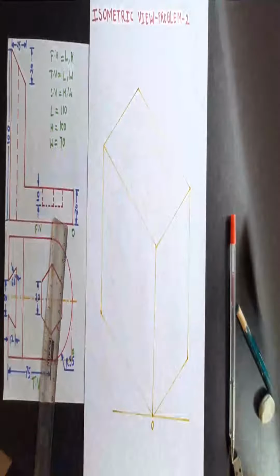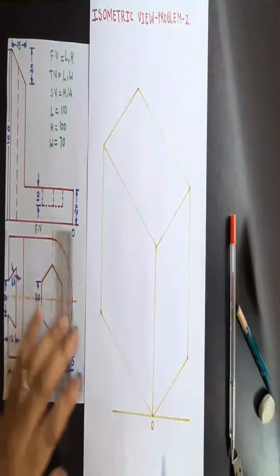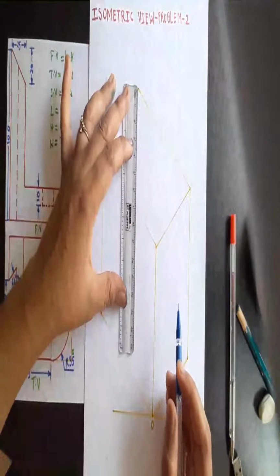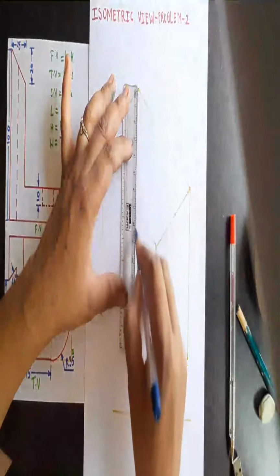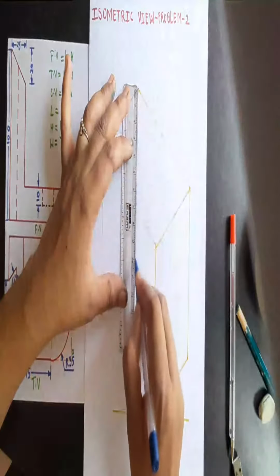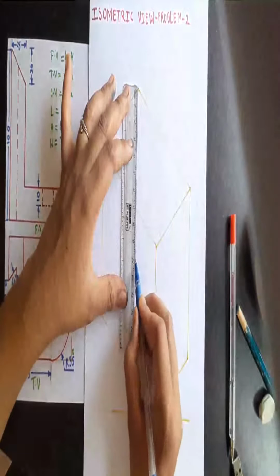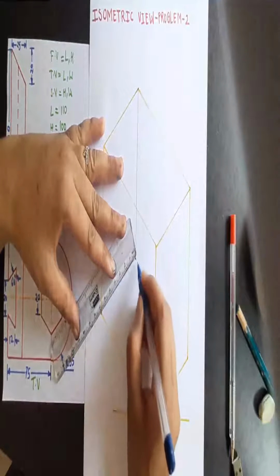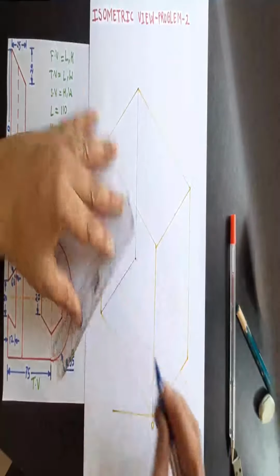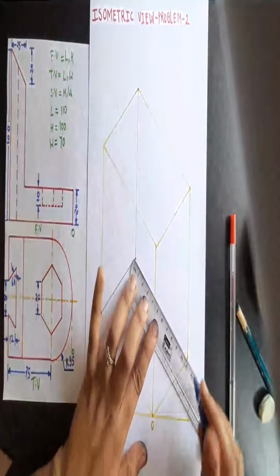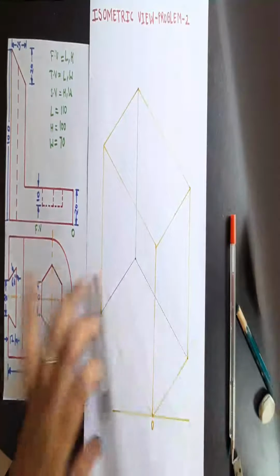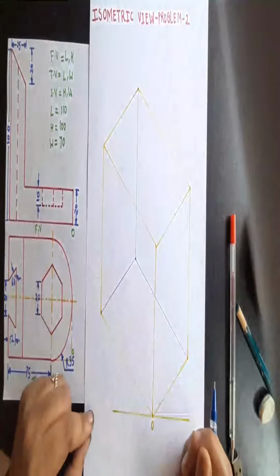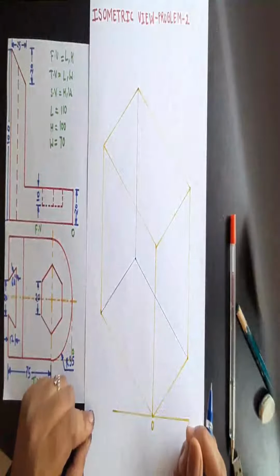There will be three more surfaces which will be on the back side. To draw them, from this top point, draw the height of 100 mm. I am drawing it with a pen so that it will look like it is on the back side. From this point, join this other point and also here. So in this manner you can complete the box. Check whether all the lines are drawn or not.